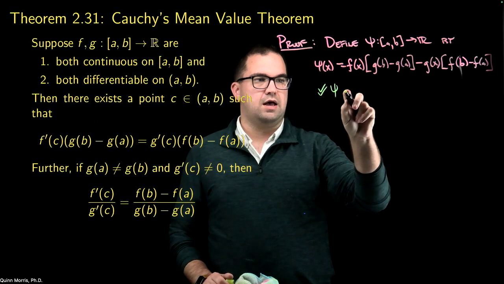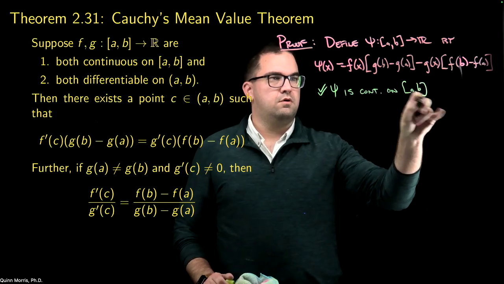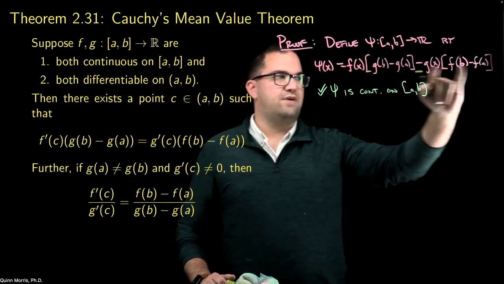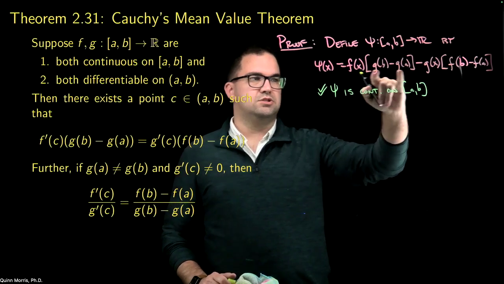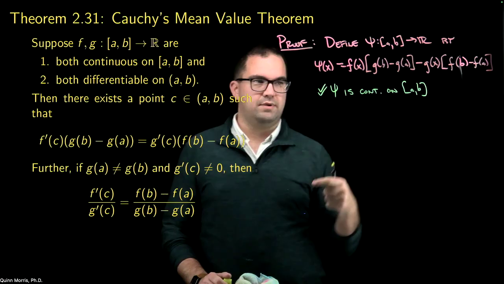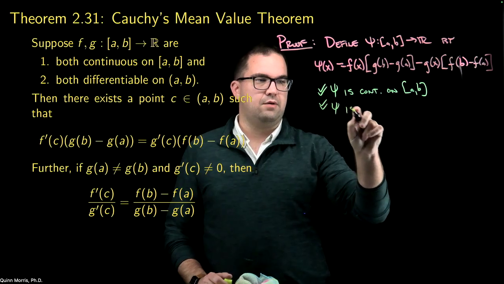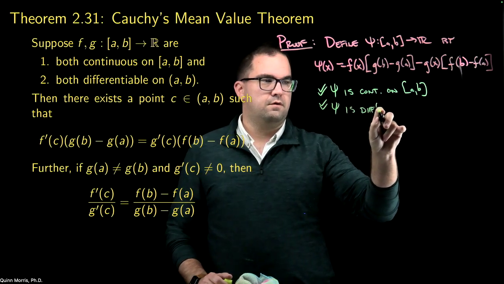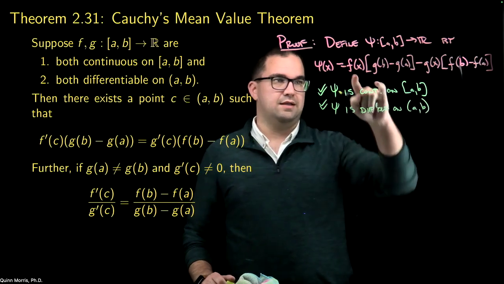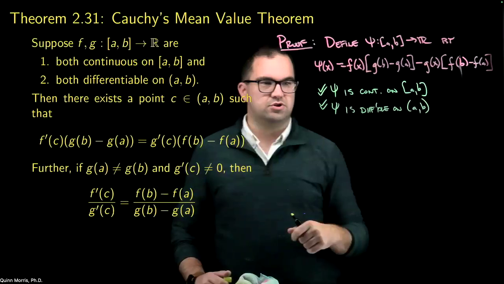Now, in doing this, we can quickly check that psi satisfies the properties we need. So in particular, psi is continuous on [a,b]. Why? Well, f and g are both continuous on the closed interval [a,b]. These values are constants, right? So this is just a constant times f minus a constant times g. So psi will be continuous by the algebra of continuous functions. Similarly, psi will be differentiable on the open interval (a,b) by the algebra of differentiable functions. Again, f and g are both differentiable on the open interval (a,b). These are constants. So psi will be differentiable.